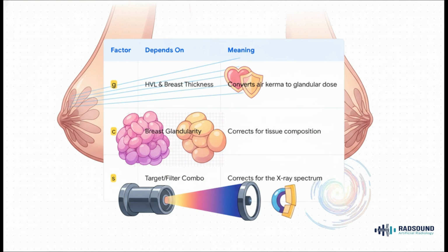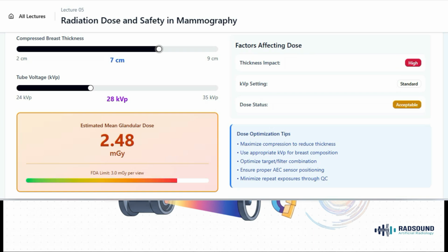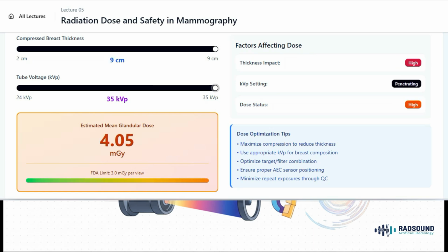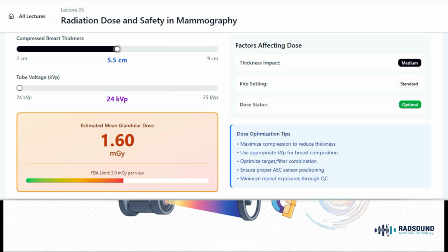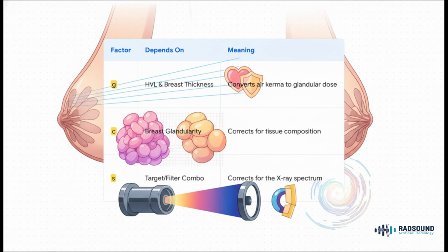The G factor is all about the beam's energy and how thick the breast is. The C factor corrects for the breast composition. Is it mostly dense glandular tissue or more fatty? And finally, the S factor accounts for the specific X-ray recipe, the target and filter combination used. Each little piece of the puzzle refines the calculation until we have a really accurate estimate of the dose that matters.